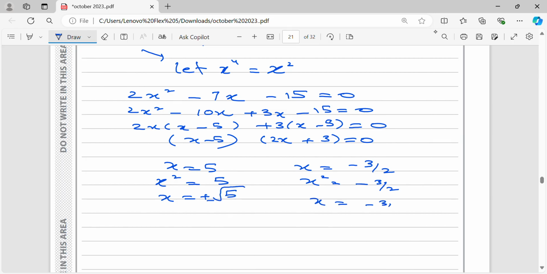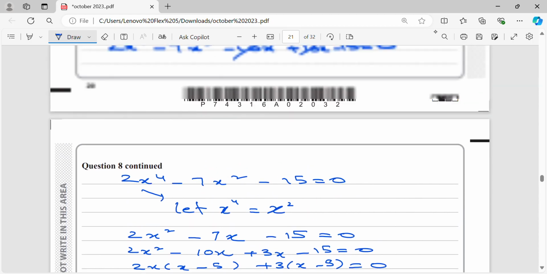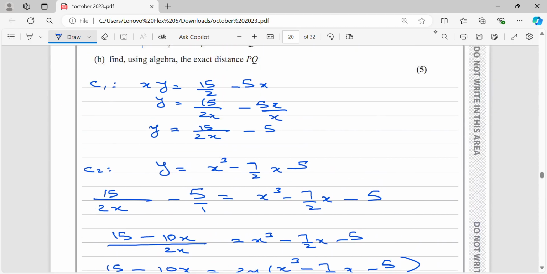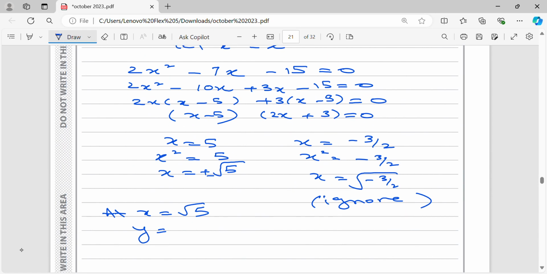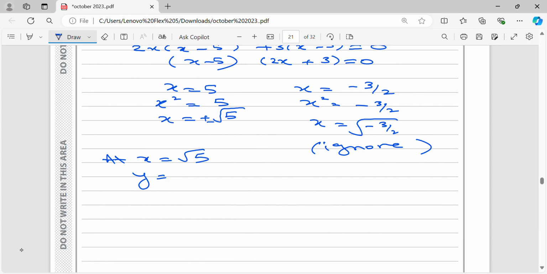Find x. Negative root is not possible, so let's just ignore it, and let's continue with x equals plus or minus root 5. So at x equals root 5, let's check what is y. We got y is 15 over 2x minus 5. Let's replace x with root 5.